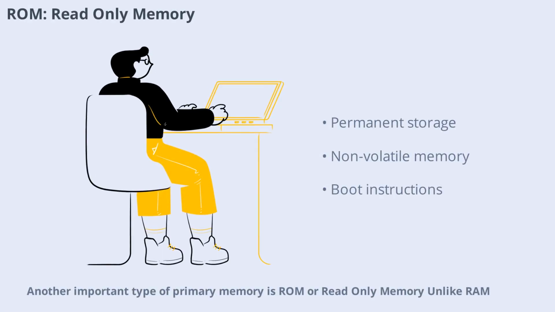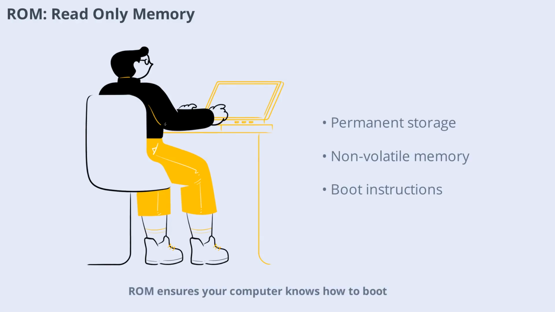Another important type of primary memory is ROM, or read-only memory. Unlike RAM, ROM stores data permanently even when the computer is turned off. It contains essential instructions for starting up your computer, like the BIOS. Since the data in ROM can't be changed easily, it's called non-volatile memory. ROM ensures your computer knows how to boot up every time you press the power button.